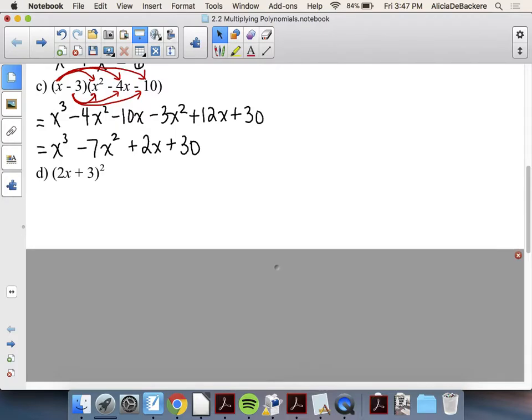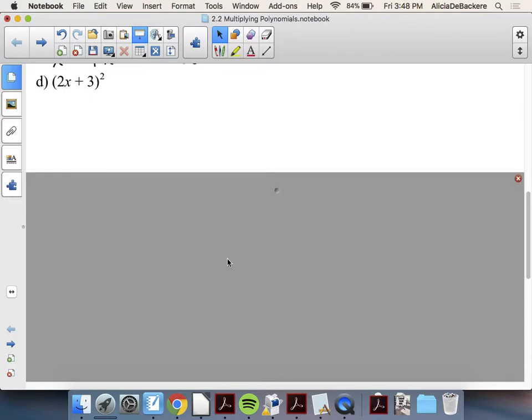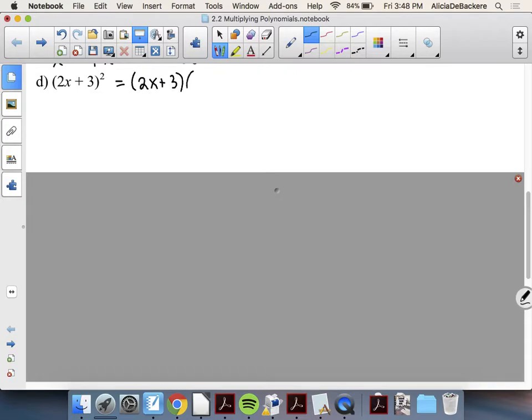In example D here, I have one bracket being squared. So this is one of the biggest mistakes that I see students still making in grade 12. So you want to make sure that you really think about what does that squaring mean? And it means it's the same bracket times itself, right? Squared just means that thing times itself.